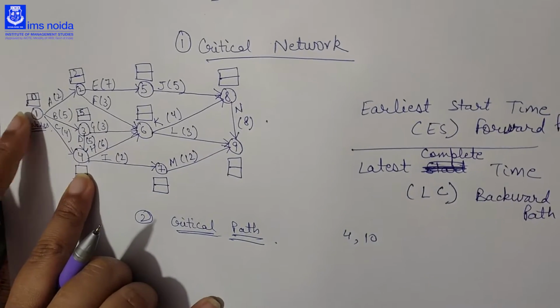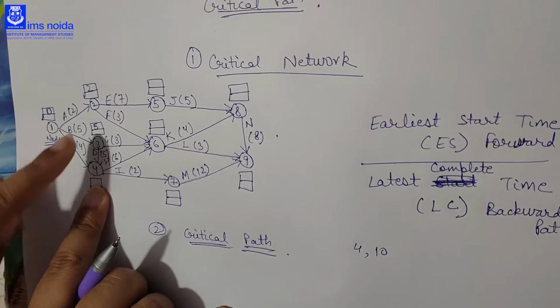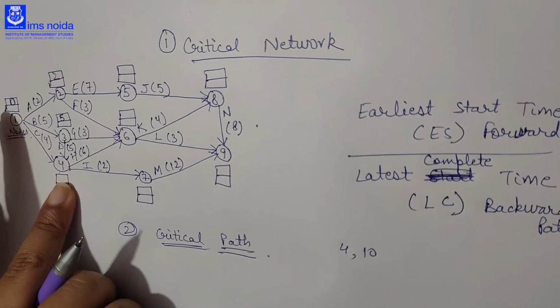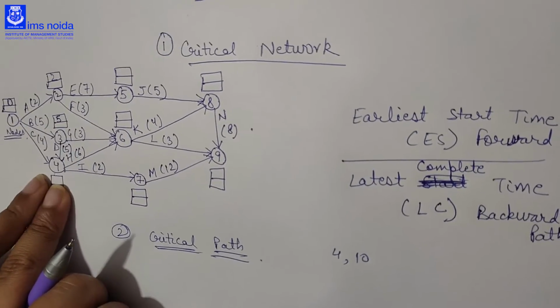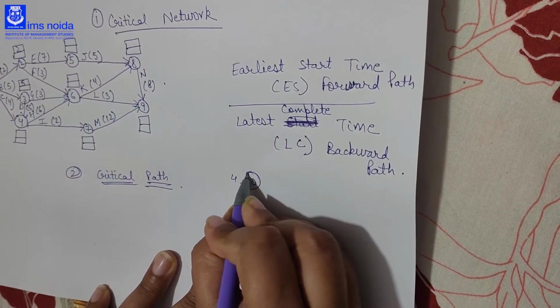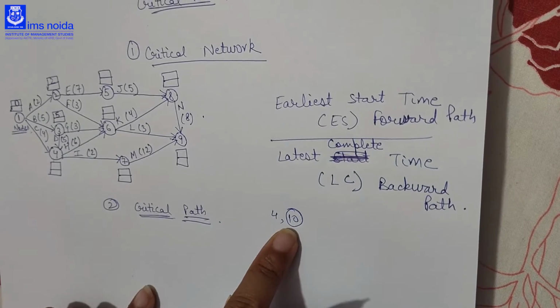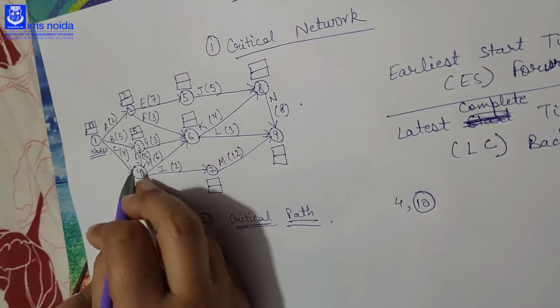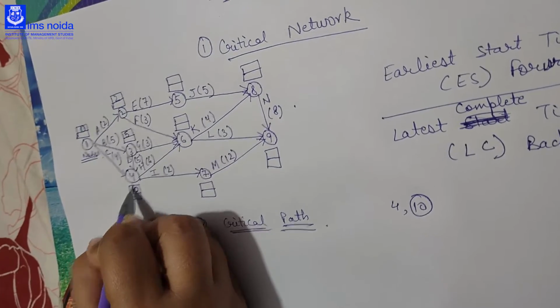You can see that if you move from node 1 to node 4 you required 4 minutes, and if you move from 1 to 3 it is 5 minutes, 3 to 4 is 5 minutes, that is 10 minutes. In earliest start time you take the maximum time which is required to move to the node. Here the maximum time required is 10. So the earliest start time of the fourth node is 10.